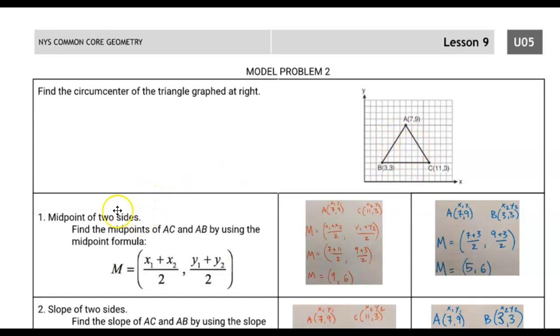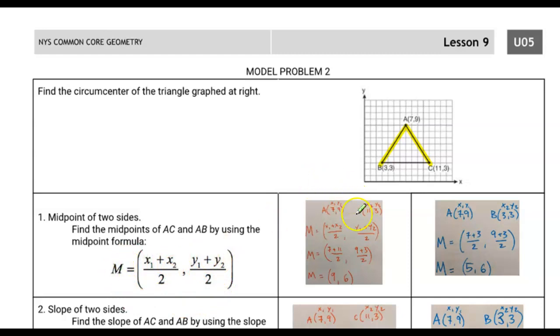The first step, as we talked about before, is finding the midpoint of the two sides. We're going to find the midpoints of AC and AB. We're choosing these two sides. And why not? We'll just choose any two sides. By using that midpoint formula, and the midpoint formula is here, you should remember that it's (x1 plus x2) over 2, (y1 plus y2) over 2, and we're solving for M, which is the midpoint.